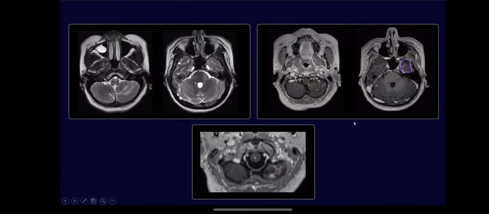Now, this is a very interesting case. So this was the case of a 55-year-old man that came to us with, again, the clinical history not very helpful.